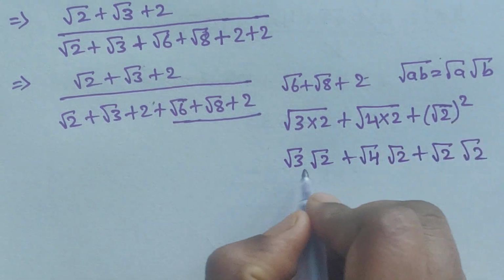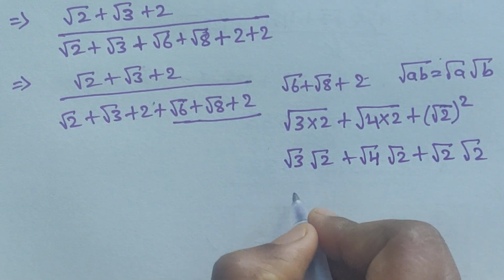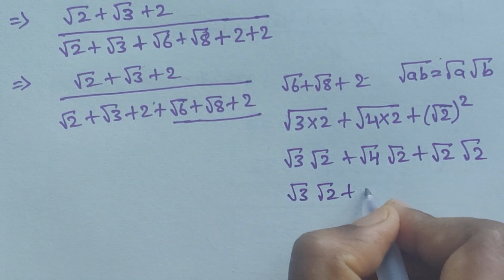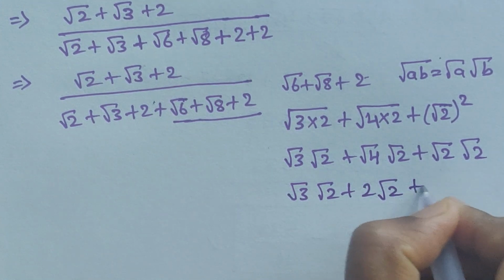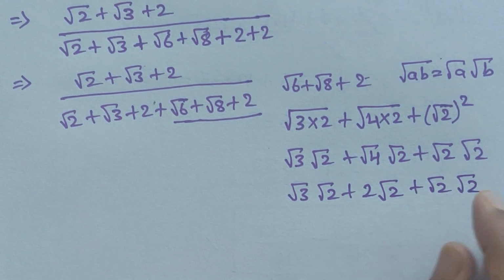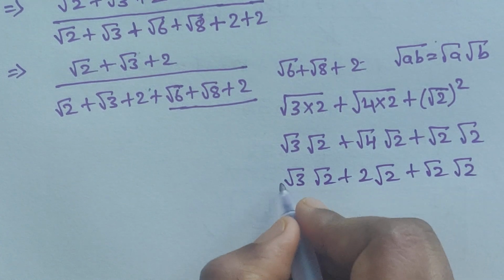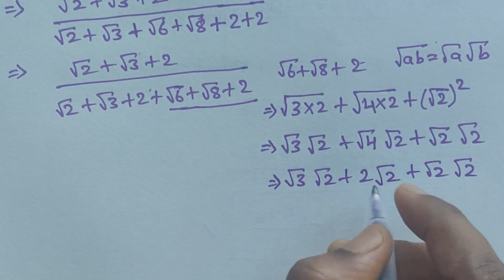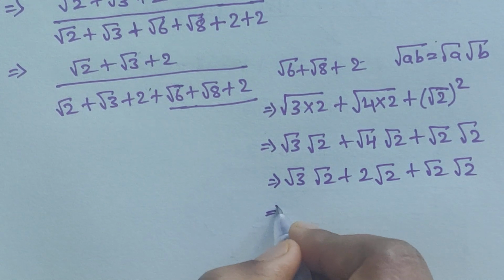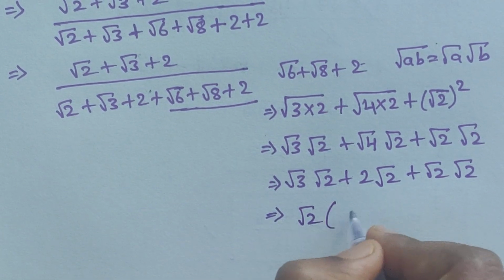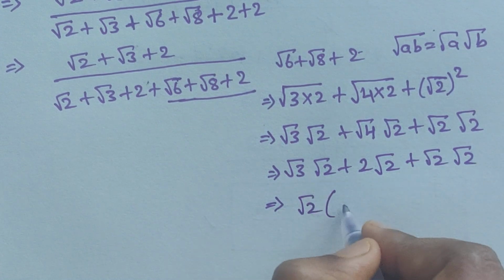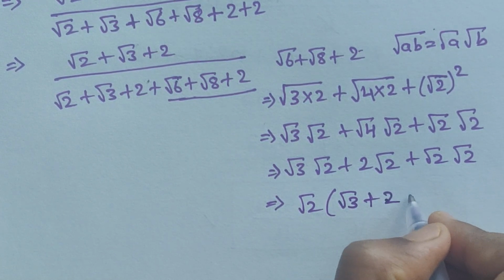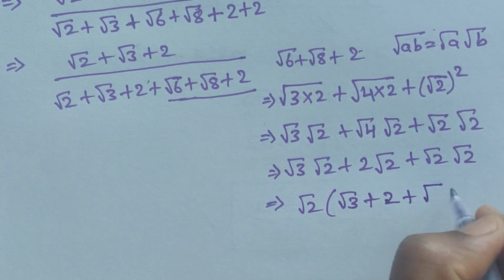See here, square root of 3 times square root of 2, plus square root of 4 which is equal to 2, times square root of 2, plus square root of 2 times square root of 2. In these terms we have a common factor, that is square root of 2. So we can take out the common square root of 2, then write the leftover numbers: square root of 3 plus 2 plus square root of 2.